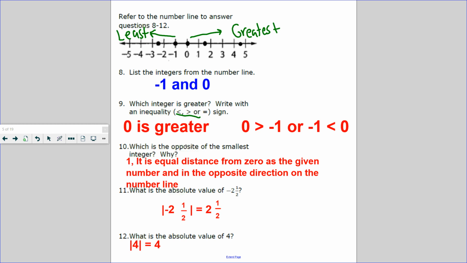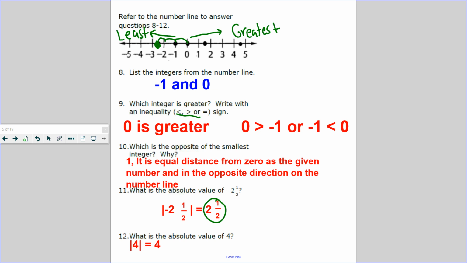What is the opposite of the smallest integer? So which one is the smallest integer? -1. The opposite of -1 is 1. What is the absolute value of -2.5? What's absolute value again? How far it is from 0. So if I have -2.5 right here, how far is this to 0? Half, 1.5, 2.5. 2.5 units away from 0.